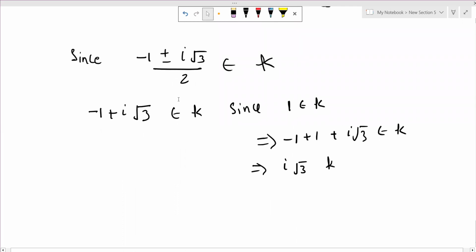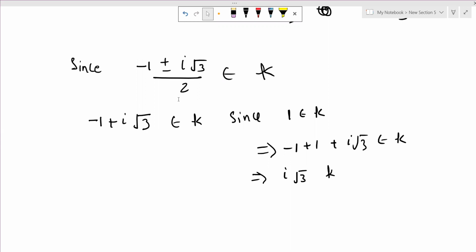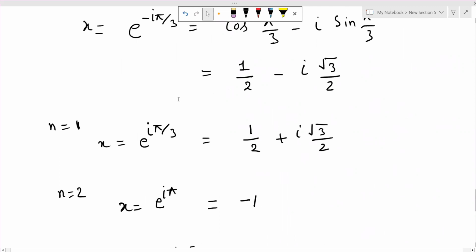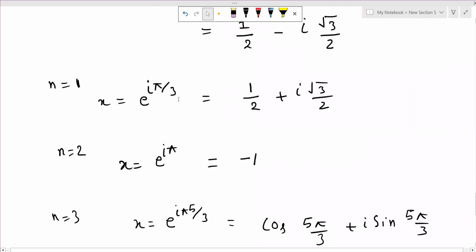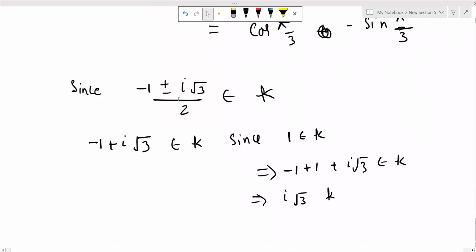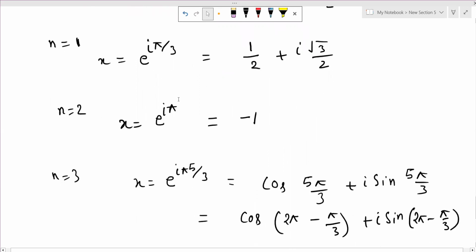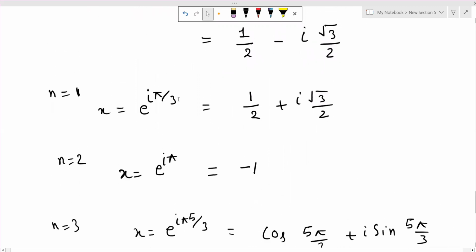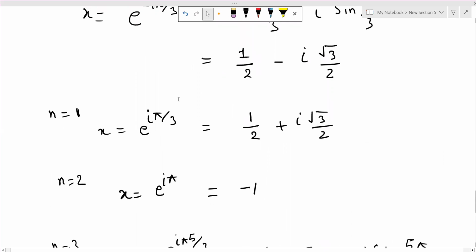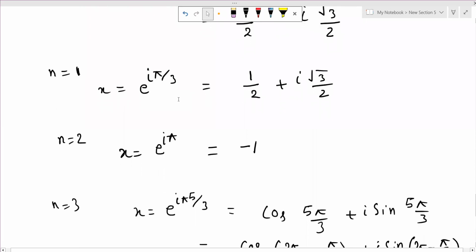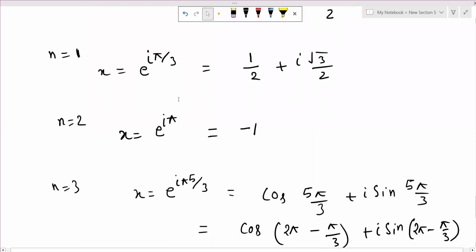You need to show iota belongs to K and root 3 belongs to K. How will you show this? You don't need to show iota and root 3 separately in K, because iota root 3 is in K, which you already proved. So the roots are already there. Iota root 3 is there, and 1 by 2 is also there. So 1 by 2 minus iota root 3 by 2 is already in K, and similarly 1 by 2 plus iota root 3 by 2 is already there, and minus 1 is in Q, so hence in K.